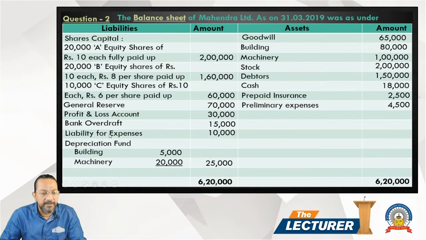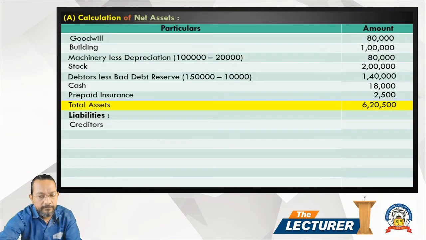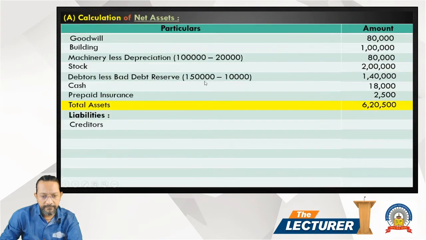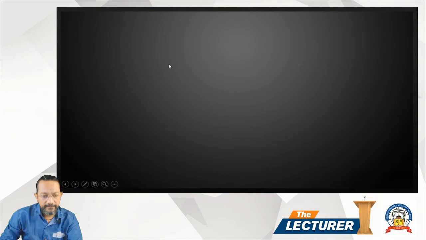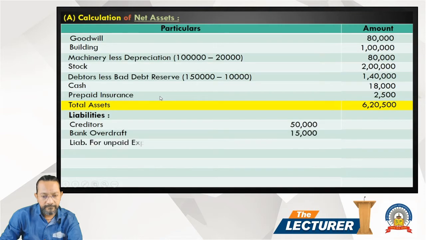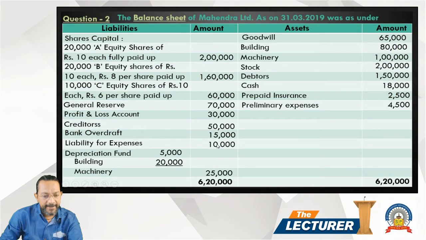The first liability is creditor. Creditor in balance sheet 50,000. Then bank overdraft 15,000. Then liability for expense 10,000.